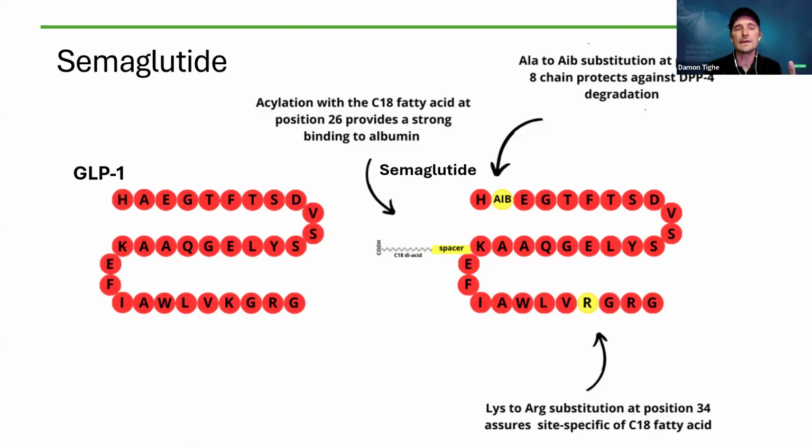And what does that do? It means that it can easily bind to albumin in the blood, which will ultimately protect it from other proteases coming in and trying to cleave it. You can kind of cover yourself in albumin to some degree. And then the final thing is they do this lysine to arginine substitution at position 34, and this helps drive your ability to add that really long fatty acid chain on there.